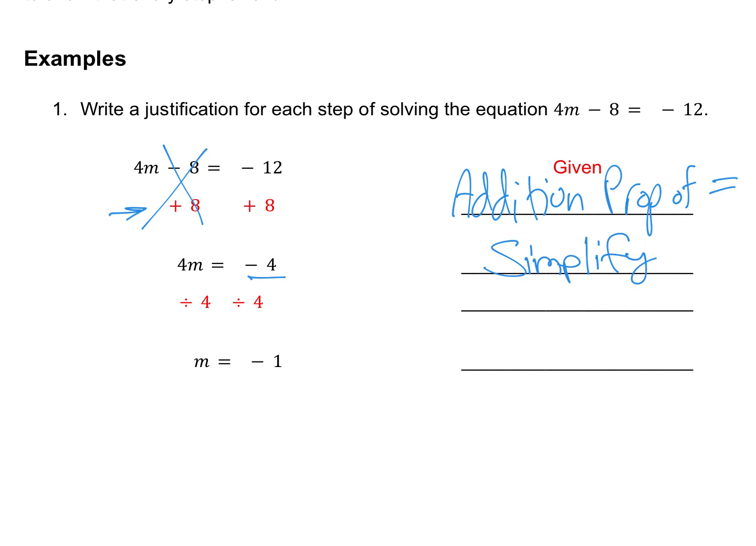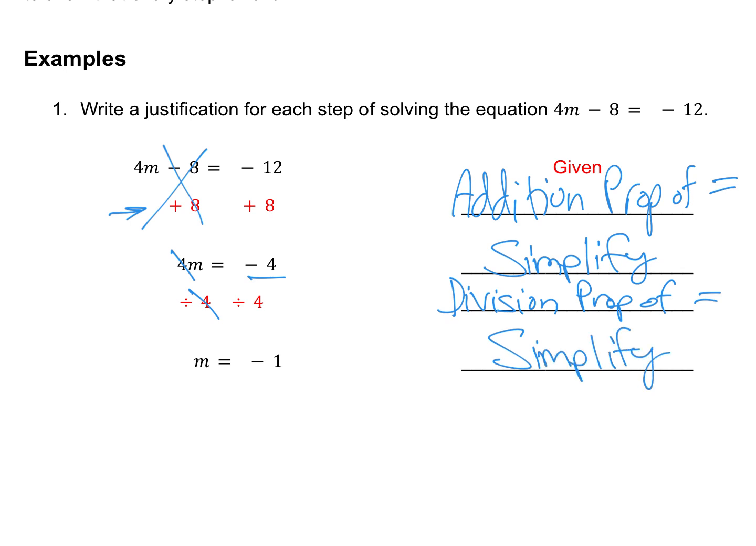And then to get rid of the 4 in front of the m, we divide both sides by 4 because that's the opposite or inverse of multiplying by 4. So those 4's cancel. And the reason we can do this is the division property of equality. And then again, on the right side, when we have negative 4 divided by 4, we get negative 1, and that is just called simplifying.